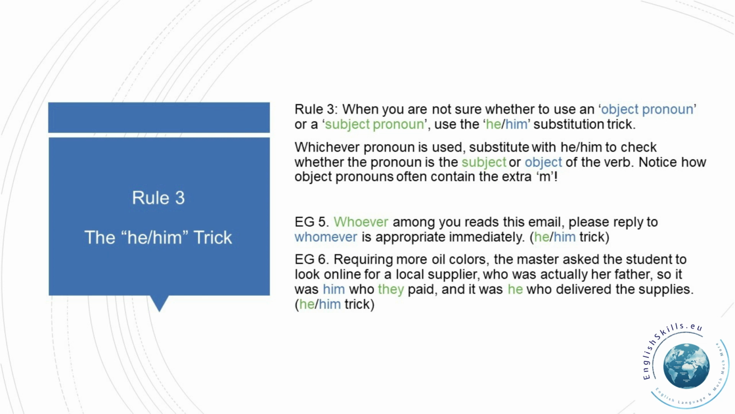Please reply to whomever is appropriate immediately. Here it is the object pronoun. Try it. If we say reply to he or reply to him, well, reply to him. It's very easy to spot. Therefore, you would say whomever, the object pronoun. Finally, example 6. Requiring more oil colors, the master asked the student to look online for a local supplier, who was actually her father, so it was him who they paid, and it was he who delivered the supplies. Okay, very simple to hear it, and that's a great trick to remember for when you're writing and speaking.